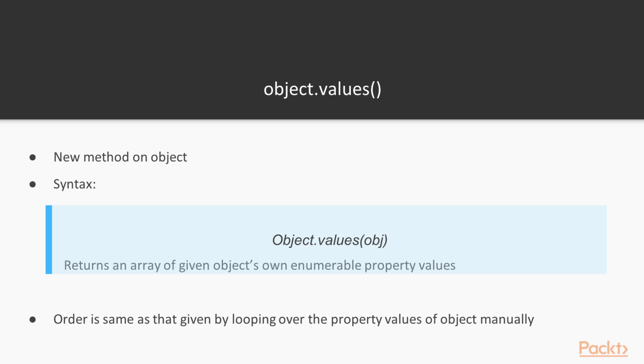The syntax, as you can see, is very simple. You just say Object.values and pass the object on which you want to get the values. Basically, it returns an array of the given object's own enumerable property values. The order in which you get back the array is the same as that given by looping over the property values of the object manually. Let's see Object.values in action now.